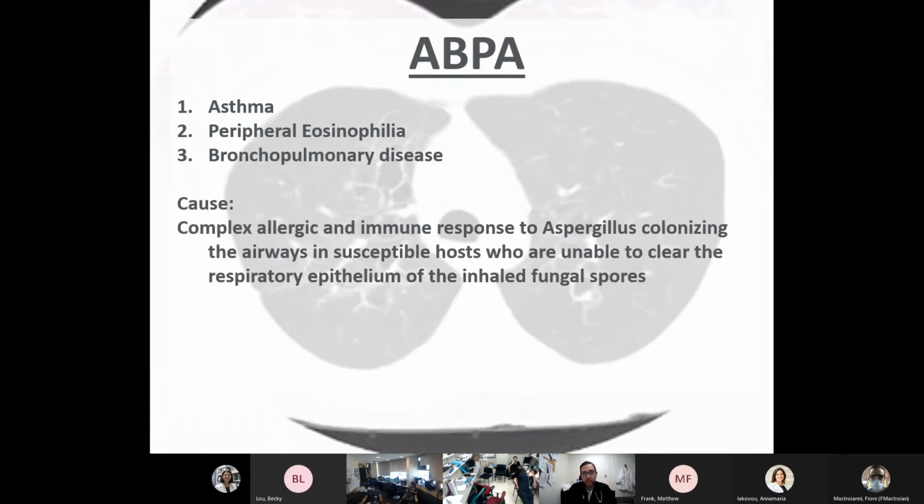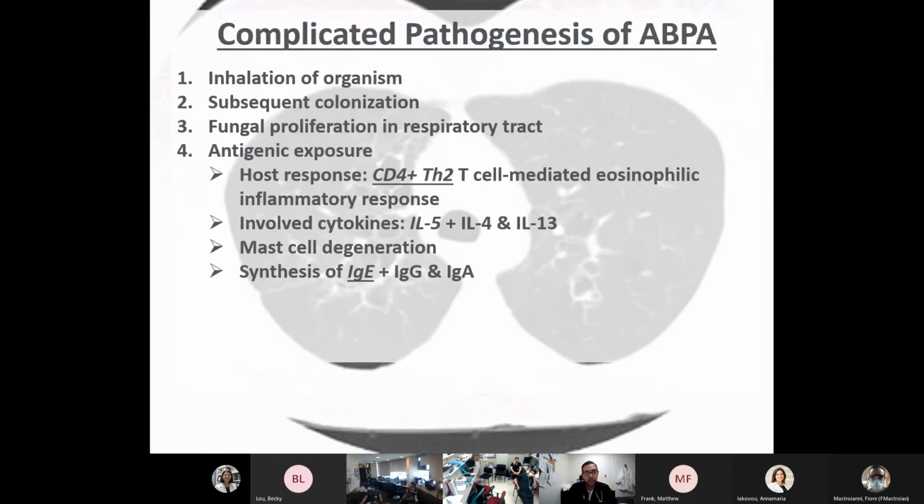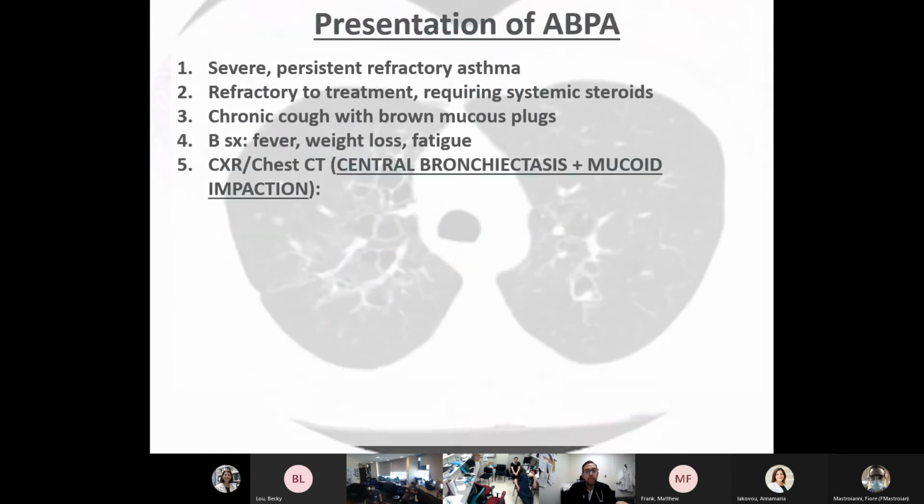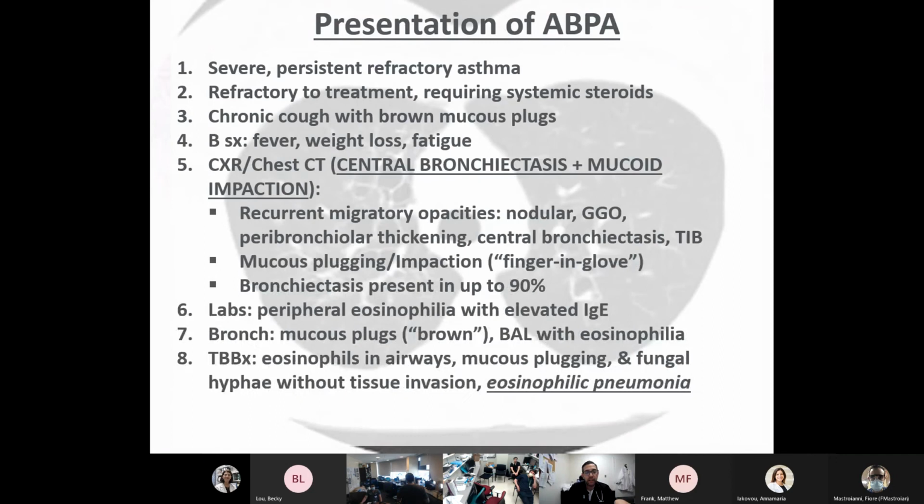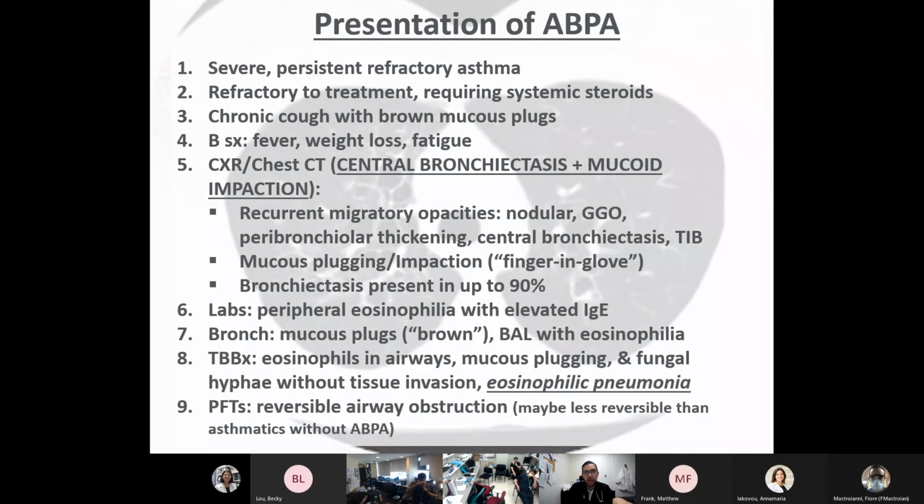I think I'm going to skip this just because of the time, because we have to finish in a couple of minutes. But I think it's important to know the diagnostic criteria, so I'm going to put them right here.